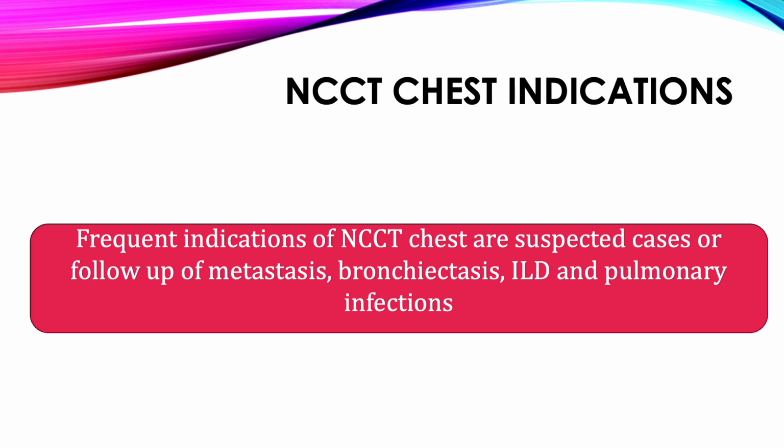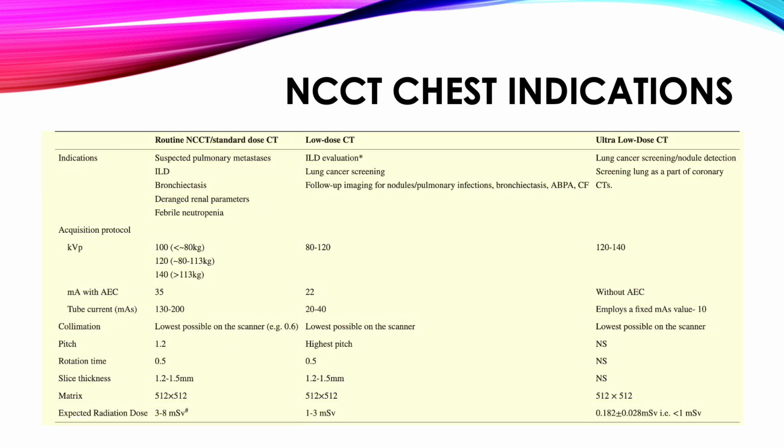done would be patients where you are doing the CT for infections, bronchiectasis, for interstitial lung disease, and patients where you just want to screen for metastasis or patients where you need to follow up. These are the most common indications. However, if we go into a little more detail, you would see that you do a routine NCCT for suspected METs or ILDs or bronchiectasis, or in case you cannot give a contrast because the patient has renal failure. In such patients, you can use a non-contrast CT.